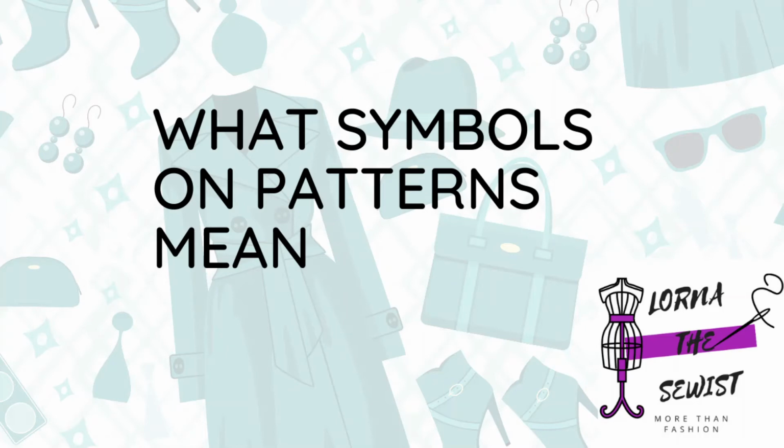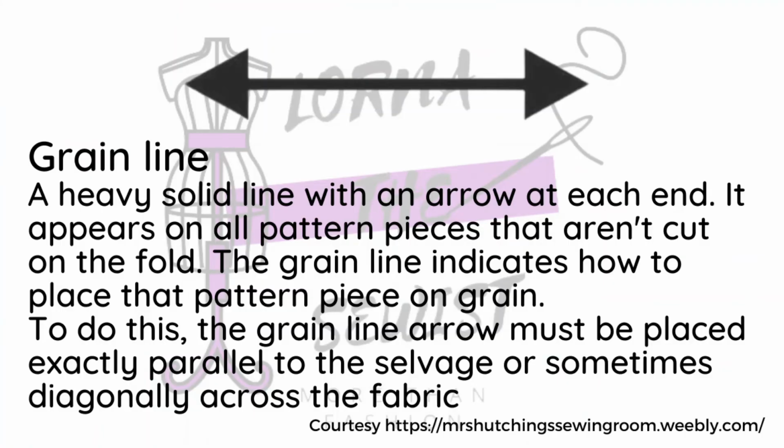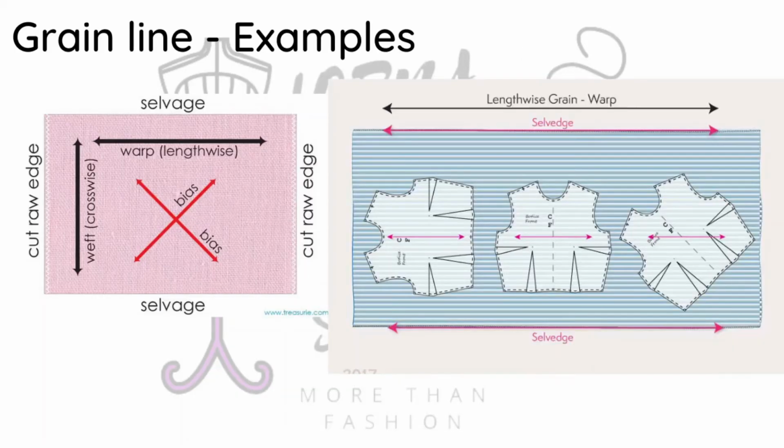So lastly, now we're going to look at symbols you find on patterns and what they mean. Patterns, whether you make them yourself or you buy commercial patterns or you get digital patterns online, usually have these universal markings that will help you understand what you're supposed to do with the pattern. So we're going to start with the first one. A grain line is a heavy solid line with an arrow on each end that appears on all patterns that aren't cut on fold. The grain line indicates how to place a pattern on the grain. To do this, the grain line arrow must be placed exactly parallel to the selvage, or sometimes diagonally across, depending, as seen in this example.